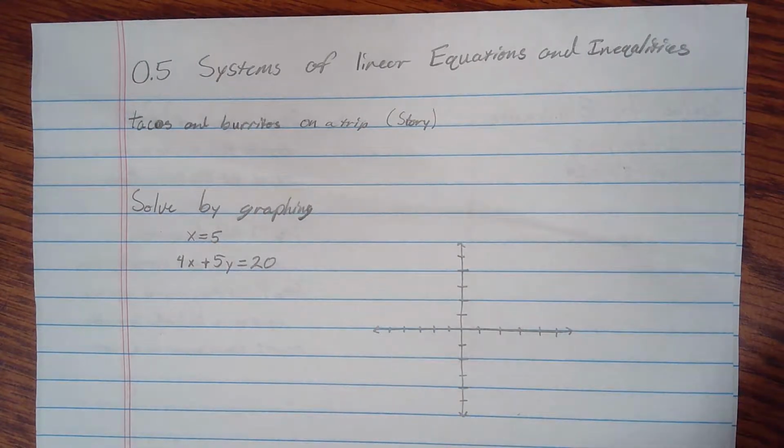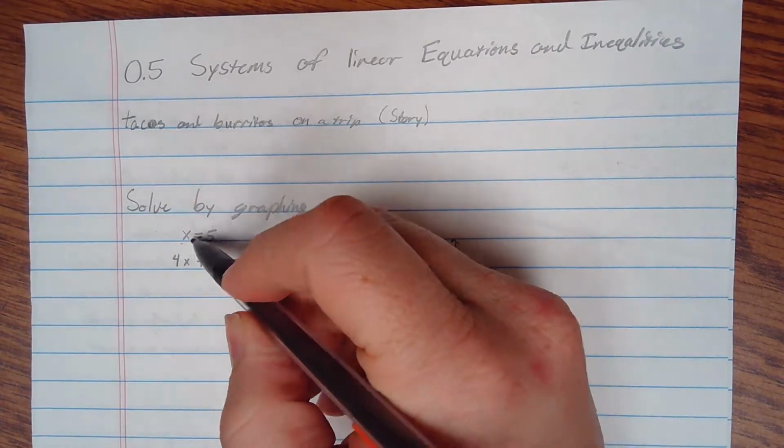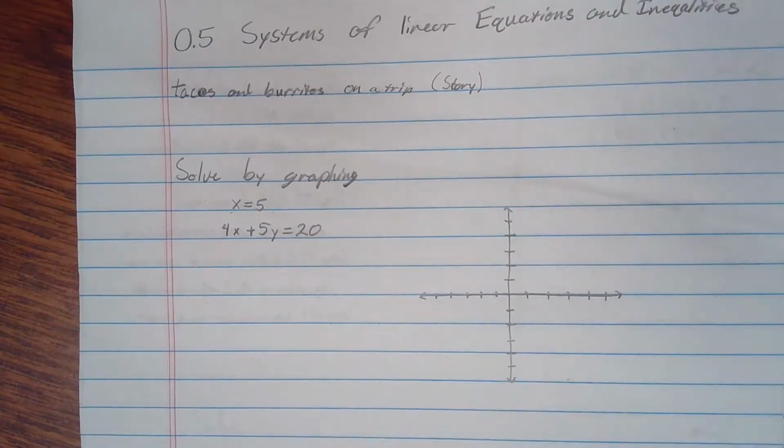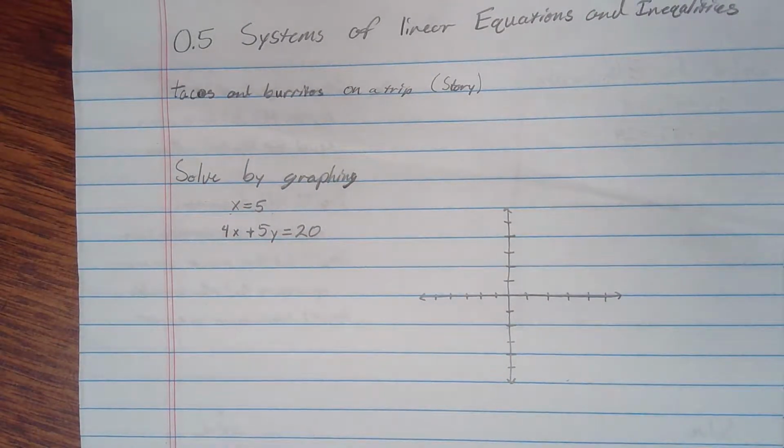Now I chose this problem specifically because I wanted to remind you how to graph something that looks like this. Because this is some place where a lot of people get hung up. How do I graph x equals 5? I mean, there's no slope, there's no y-intercept, there's no nothing. Well, what this is, x equals 5. That means x is 5.